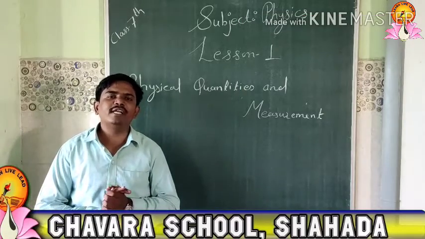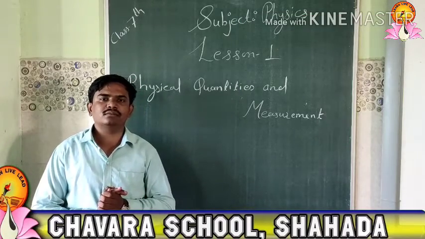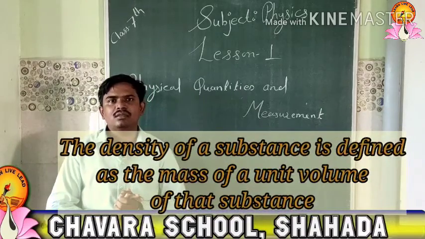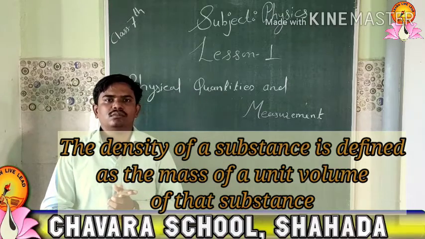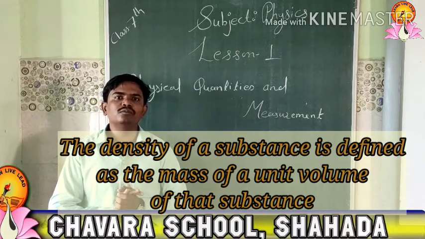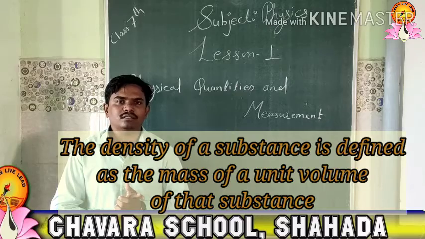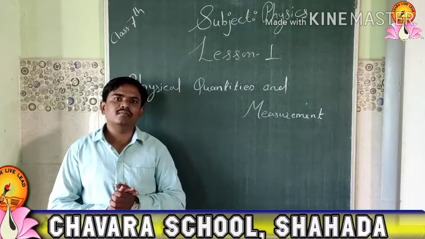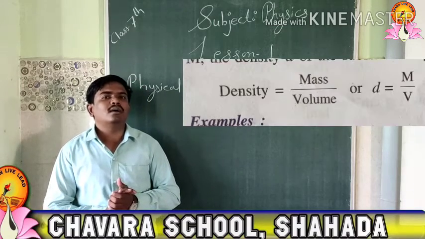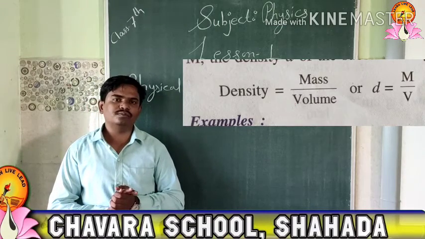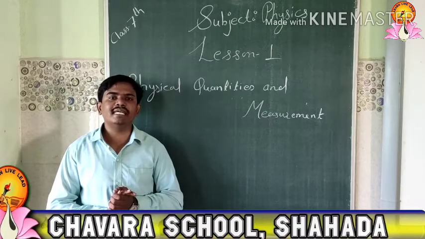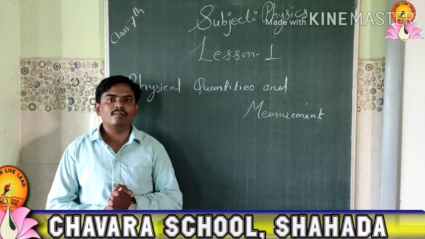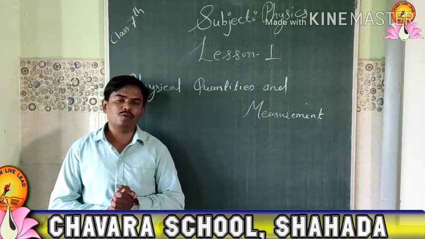Now students, I will define the definition of density. The density of a substance is defined as the mass of a unit volume of that substance, and we can calculate the density by using the formula mass upon volume, and the SI unit of the density is kilogram per meter cube.